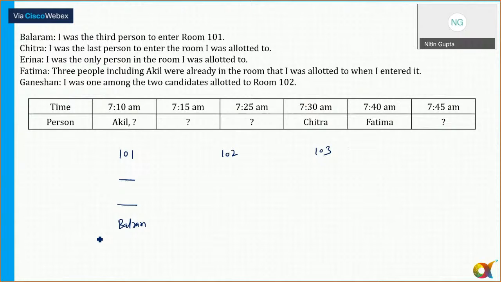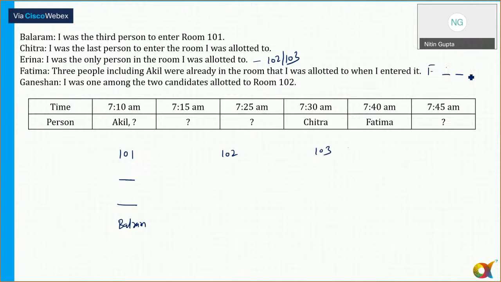Irina says, I was the only person in the room I was allotted to. So Irina is the only person in that room in which Irina was allotted. So can Irina be a part of room 101? No. Irina cannot be in room 101 because in room 101 there are already 3 persons here. So Irina can belong to either room number 102 or 103. Fatima says 3 persons including Akil were already in the room that was allotted. So when Fatima went, there were already 3 persons.